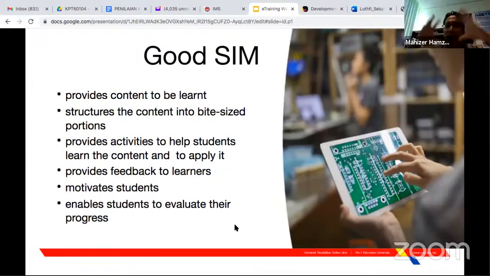What is the content to be learned, and then structure the content into bite-size portions. This is what is happening right now. Nowadays, people are talking about bite-size content. Even though we have a lot of things to learn, they try to split it into small content. Banyak maklumat yang perlu dipelajari, tapi dikecil-kecilkan supaya mudah untuk dipelajari. We call it bite-size content, or micro learning. Everything is to do with small portions of content.